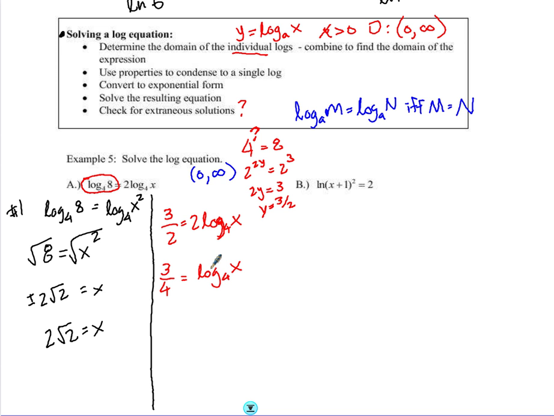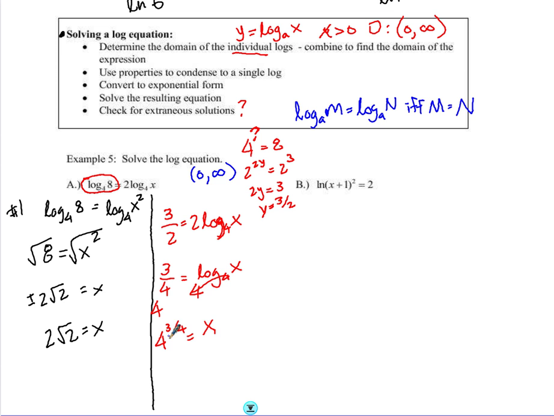So I'm going to raise both of these sides to a base of 4, make them powers of base 4, and then that's going to cancel this and make x equal to 4 raised to the 3/4 power. And you might be looking at me like, Mr. Ausel, those are not the same answers. Well, just doing a little bit of algebra and turning from a fractional exponent to a radical.